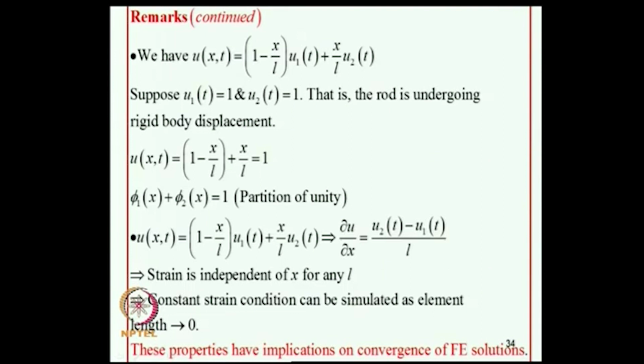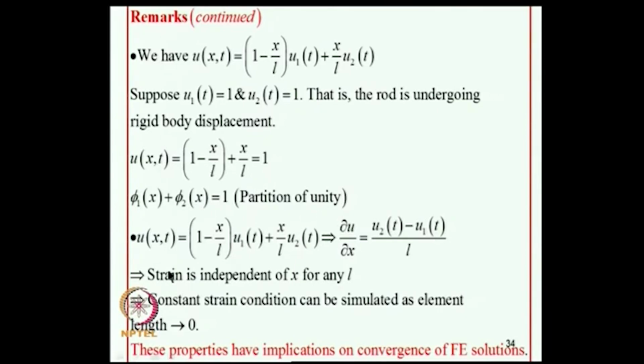Now we can make some more observations. We have now this representation: u of x comma t is (1 minus x by L) u1 of t plus (x by L) u2 of t. Suppose both the nodes are given equal displacement of unity, that is, the rod is undergoing a rigid body displacement. In that case, what should be u of x comma t? It should be 1, because there should be no elastic deformation of the bar, and that is consistent; we do get that. So, this means phi 1 of x plus phi 2 of x is 1, and we call this property partition of unity.